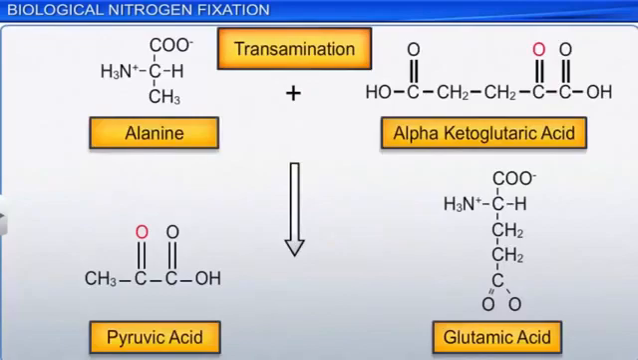Transamination involves the transfer of one amino group from an amino acid to the keto group of a keto acid. The reaction is catalyzed by a family of enzymes called transaminases. This is analogous to a double displacement reaction, where there is an exchange of an amine group of one amino acid with a keto group of a keto acid.